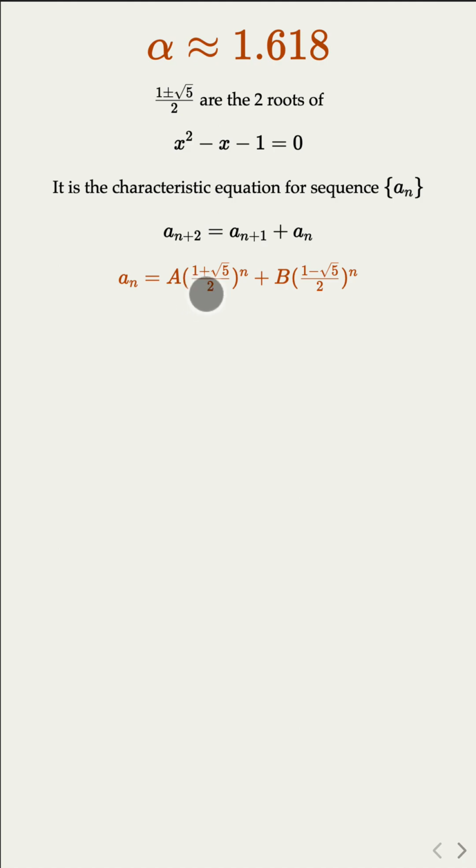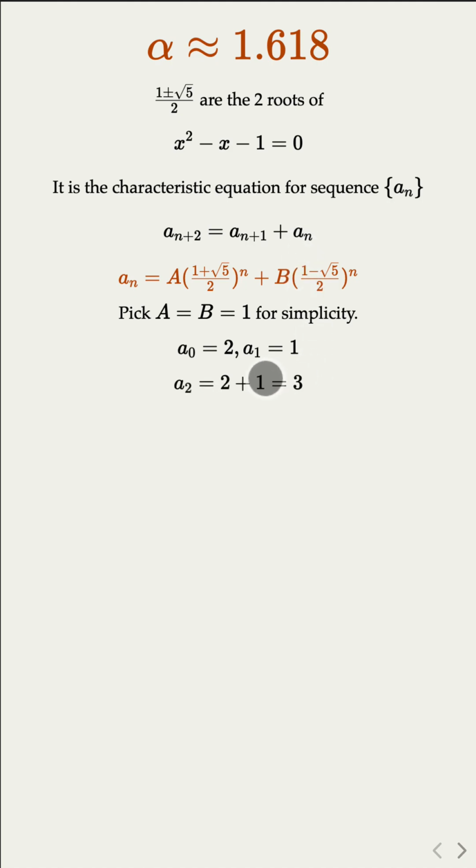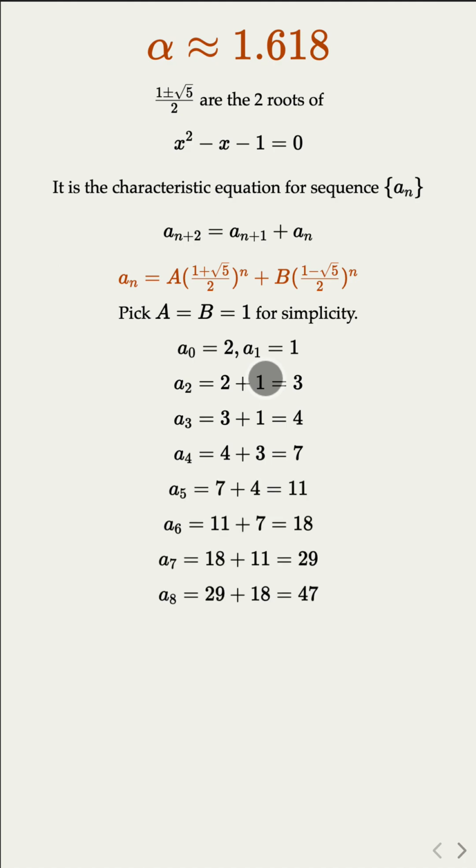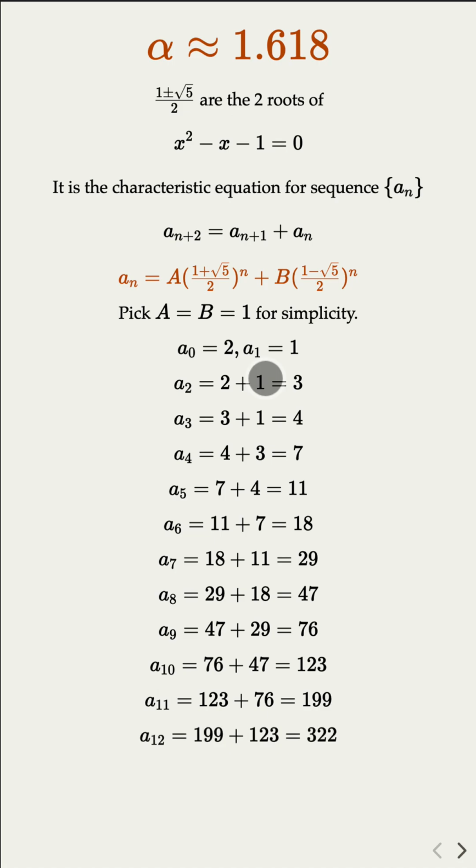Usually A and B are determined by the initial values, like A0 and A1. So if the capital A equals 1 and B equals 1, we're going to have A0 equal 2 and A1 equal 1. From these initial values, with this recurrence relation, we can find the remaining terms A2, A3, A4. Each term is just the sum of the previous two terms, A5 until A12. That's good, 322. We need to know.